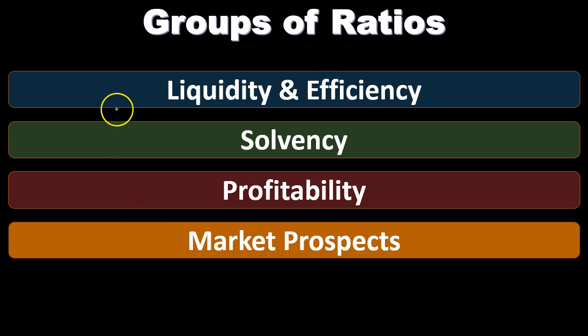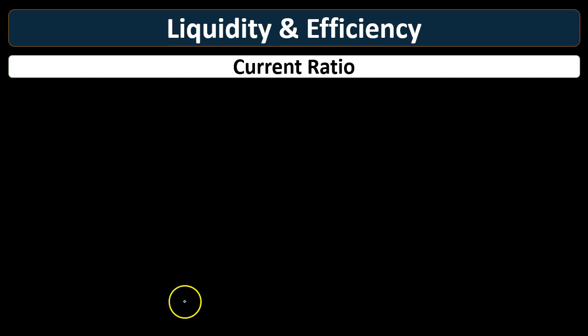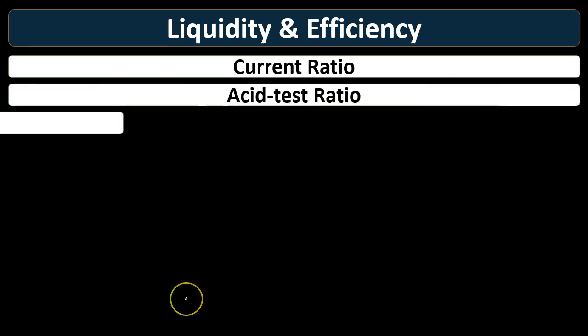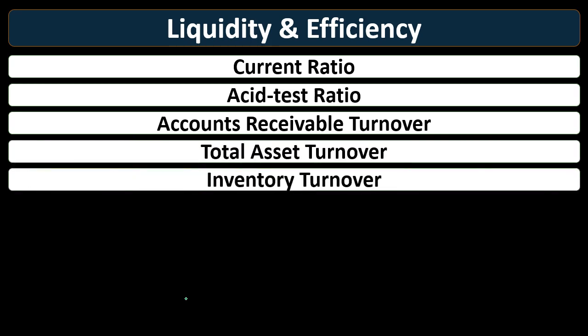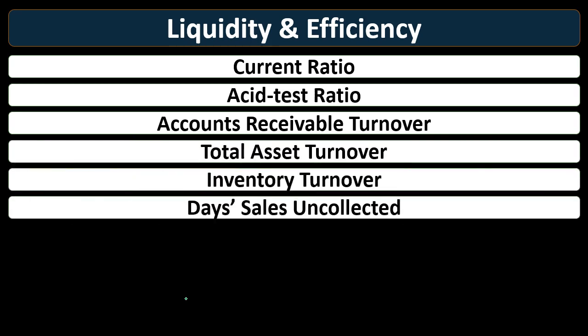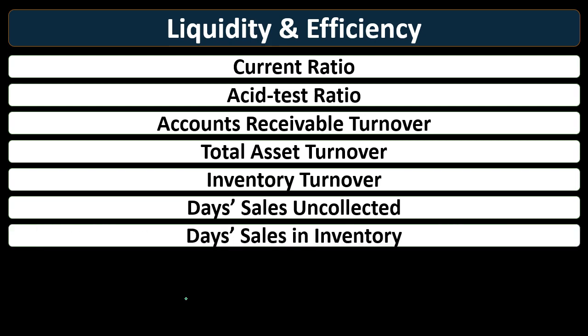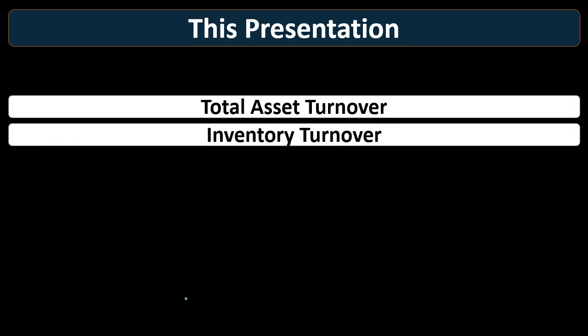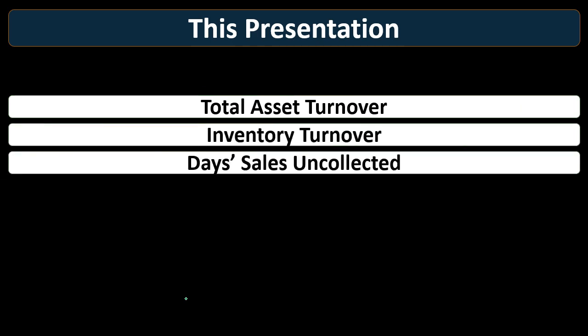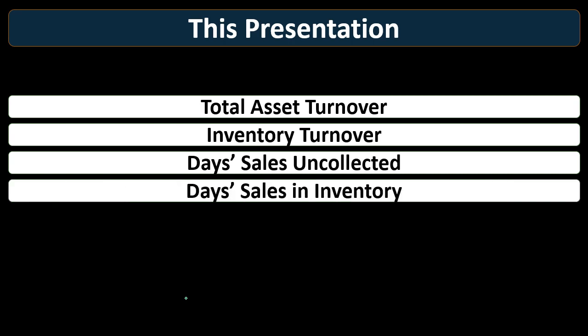So notice here, we're continuing on with the liquidity ratios. Liquidity and efficiency ratios include the current ratio, the acid test ratio, the accounts receivable turnover, the total asset turnover, the inventory turnover, the days sales uncollected, and days sales in inventory. We will be concentrating here on the total asset turnover, the inventory turnover, the days sales uncollected, and the days sales in inventory. For prior types of calculations, you can take a look at the prior presentation.